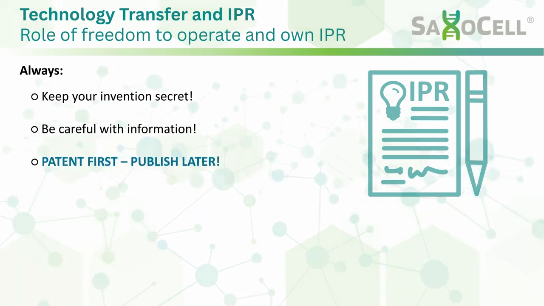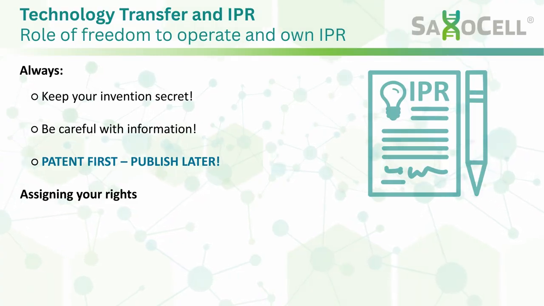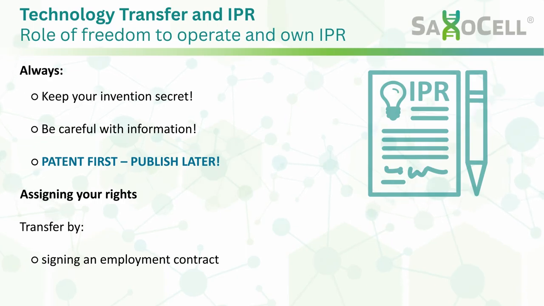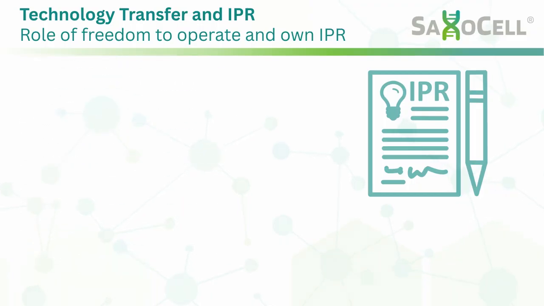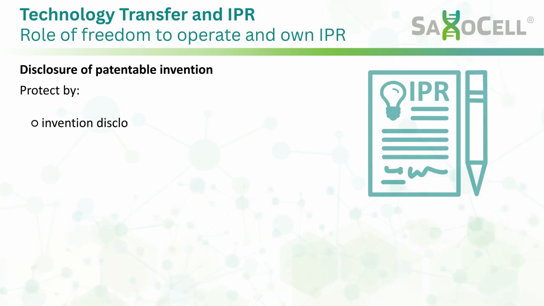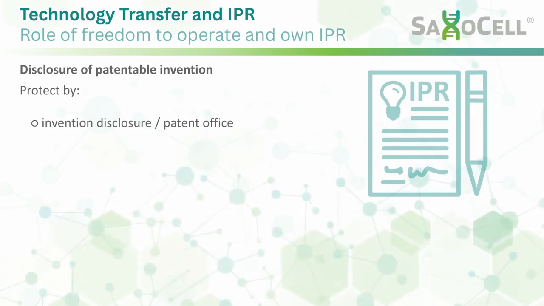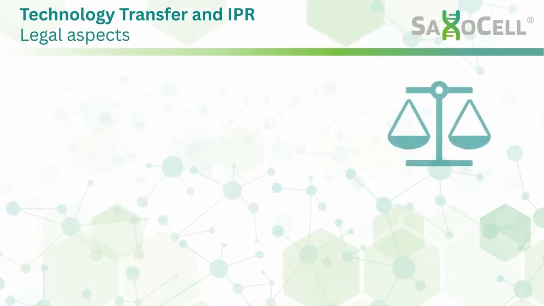However, there are also ways of assigning the rights to your invention. Although they are the property of the inventor, they are usually transferred by signing an employment contract. The transfer process begins when you disclose your invention to your institution's technology transfer staff or external parties. To officially protect your patentable invention, you must file an invention disclosure with your institution's patent office following their provided guidelines. At the end of this chapter, let's take a brief look at some legal aspects.